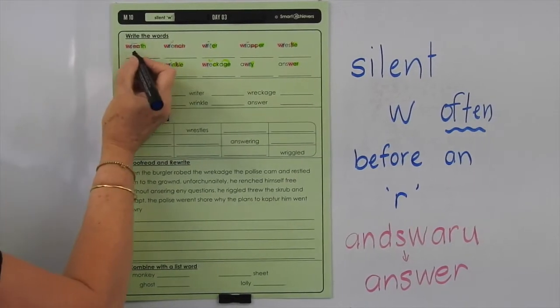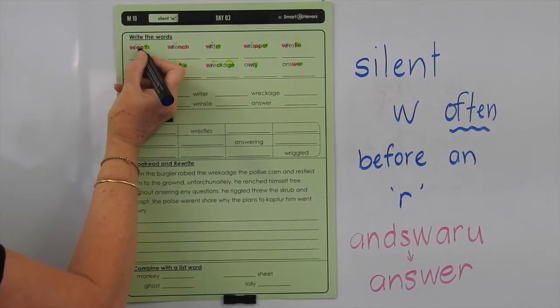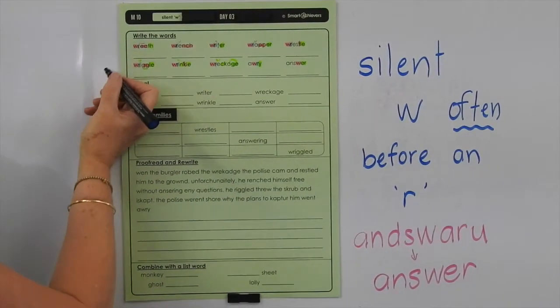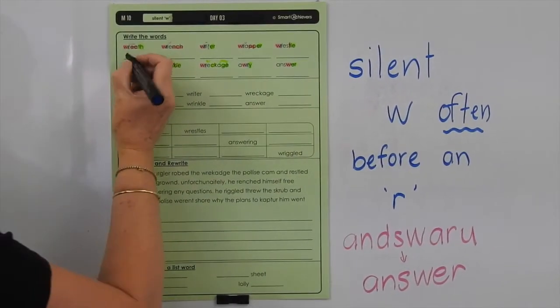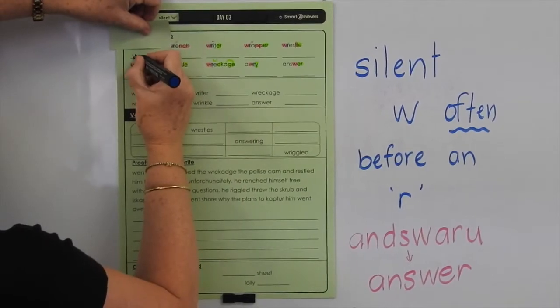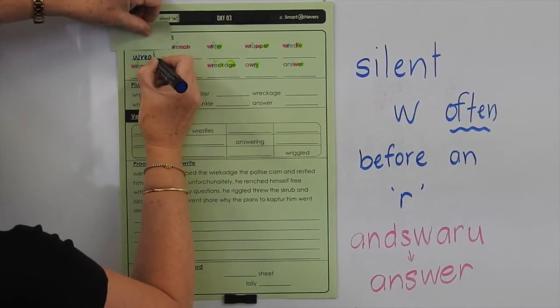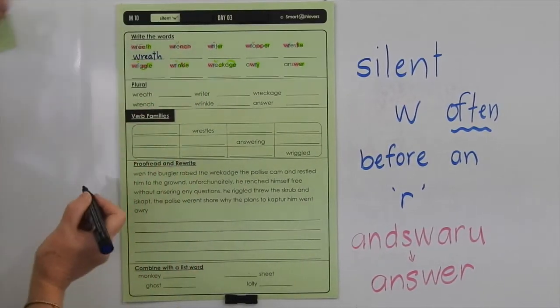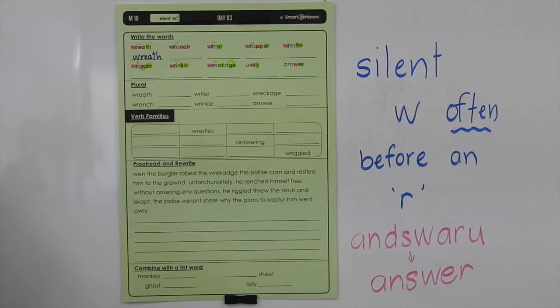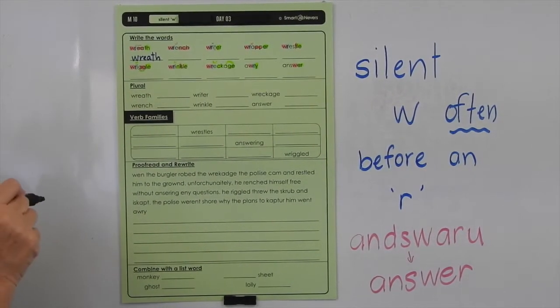So we go wreath, W-R-E-A-T-H, and you cover it and you write it. Now, if you're not sounding it and spelling it, you could forget that silent W. So it's very important that you read the word, sound it, and spell it.